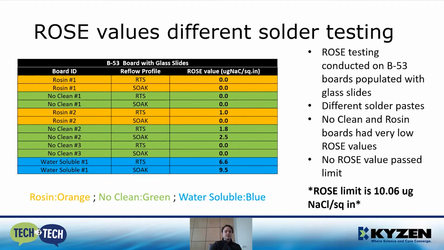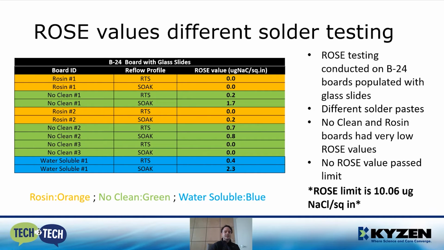Knowing that there was still flux left on these boards, it seems that the ROSE method just can't penetrate that well. It also might be noted that at the time of the study, the ROSE cleanliness standard was 10.06 micrograms of sodium chloride per square inch, and none of these boards went over that threshold, not even the water-soluble boards. A board populated with water-soluble flux that isn't cleaned properly or has any flux remaining on the board is very likely to cause problems, but the ROSE method would not have indicated a failure.